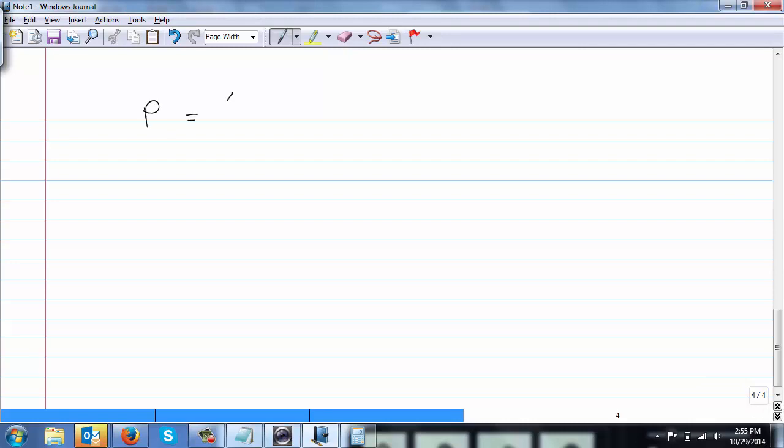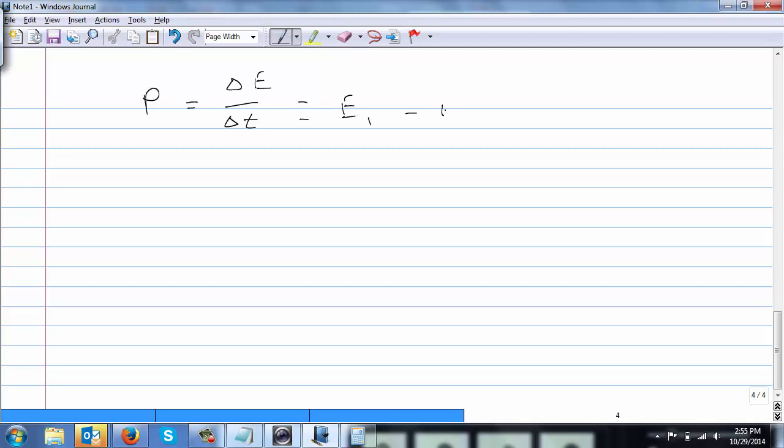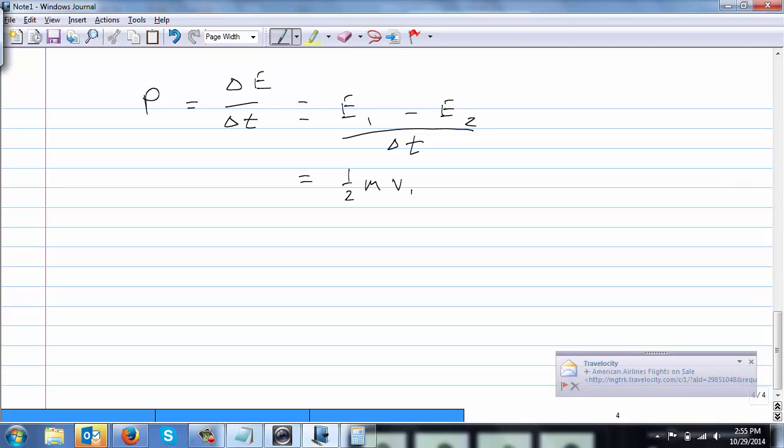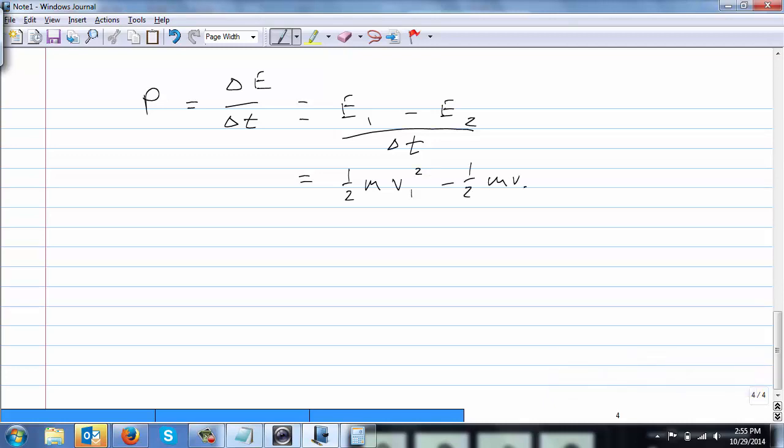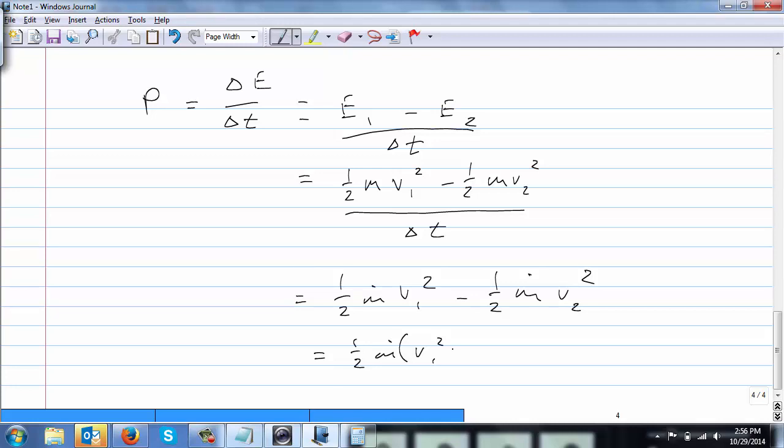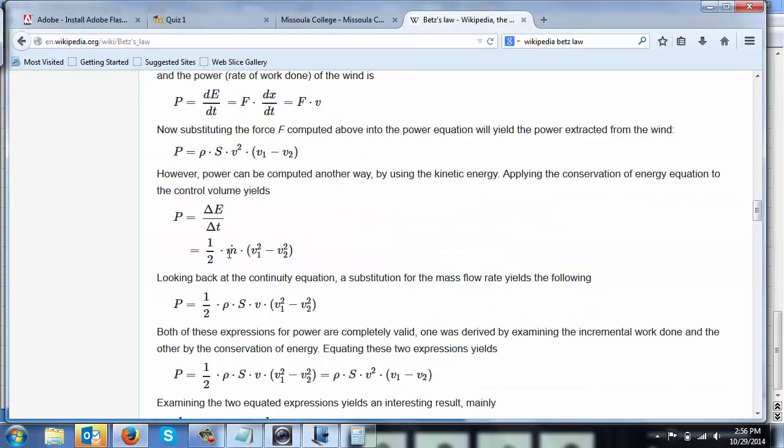So P equals delta E over delta t equals E1 minus E2 over delta t, right? So not big T, little t. Use a little t for time, use a big T for temperature. So that's your 1/2 m v1 squared minus 1/2 m v2 squared over delta t equals 1/2 m dot v1 squared minus 1/2 m dot v2 squared equals 1/2 m dot times v1 squared minus v2 squared. Boom, right there.